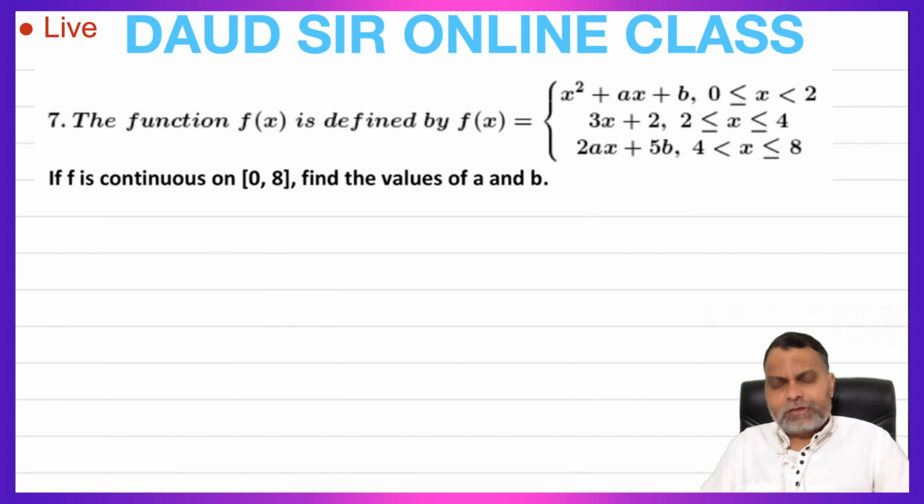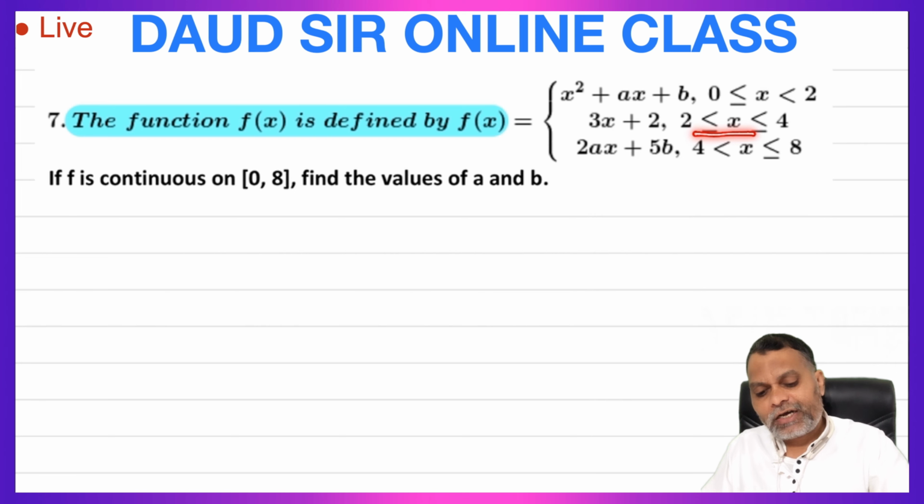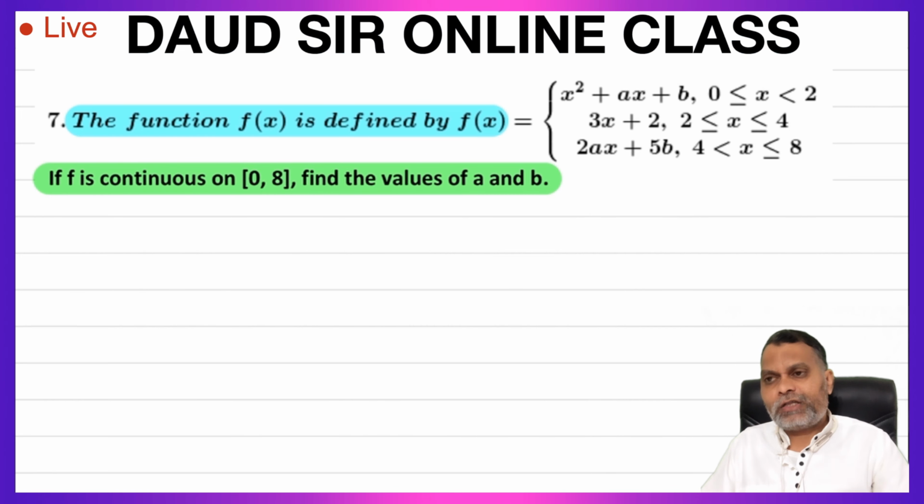Question number 7. The function f of x is defined by f of x is equal to x square plus ax plus b, where x is greater than or equal to 0 and less than 2, f of x is equal to 3x plus 2, where x is greater than or equal to 2 and less than 4, and f of x is equal to 2ax plus 5b, where x is greater than 4 and less than or equal to 8. If f is continuous on closed interval 0 to 8, find the values of a and b. This function is given continuous in this interval 0 to 8, so we have to find out the values of a and b.